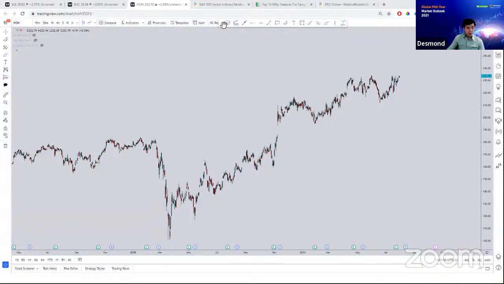So the first thing when I look at this, I do notice that price seems to be unable to break up beyond this area. A few times it's at this area over here. What we call this is called a swing high resistance.